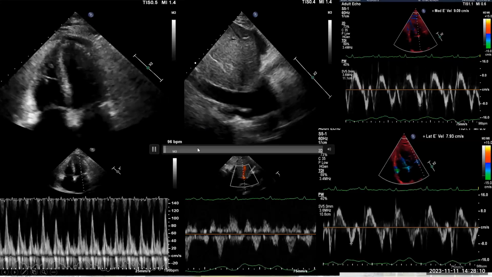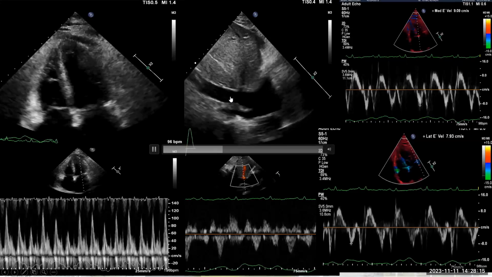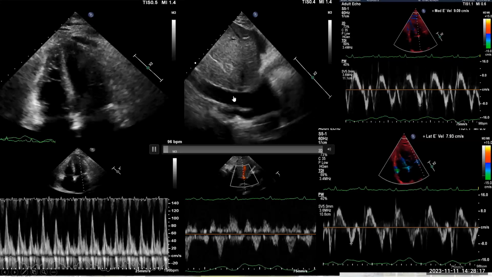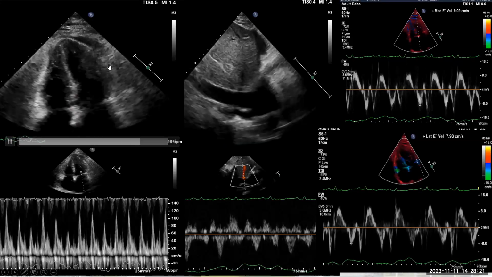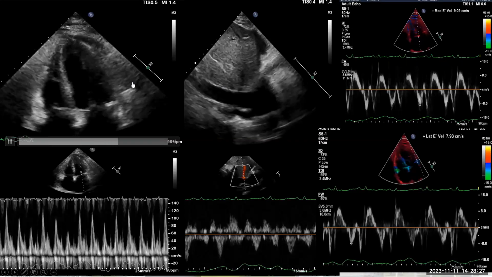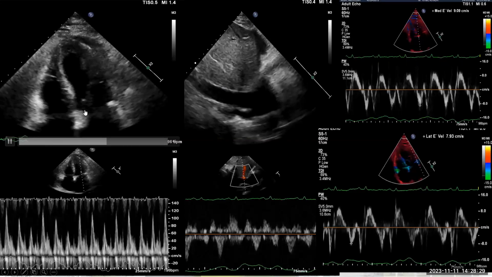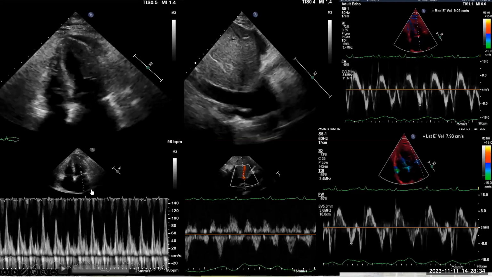And the IVC is dilated. However, it may happen in both of them, but it is more common in constrictive pericarditis. Here, any presence of pericardial thickening or pericardial effusion is suggestive of constrictive pericarditis, and this is a typical bouncing septum. Okay, so what do you observe here now?